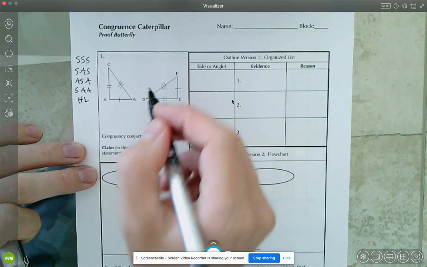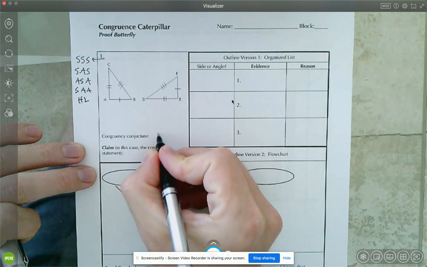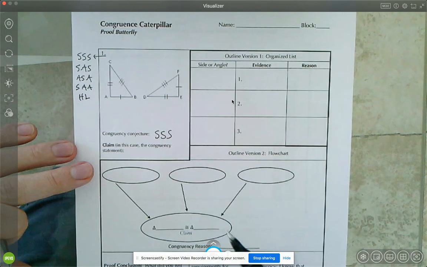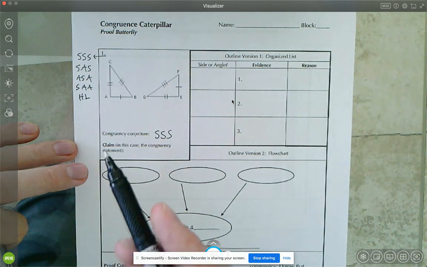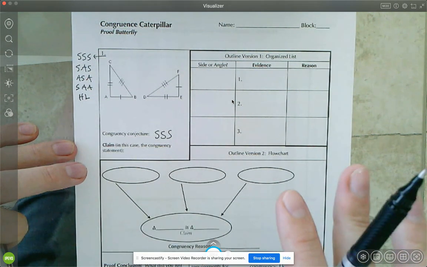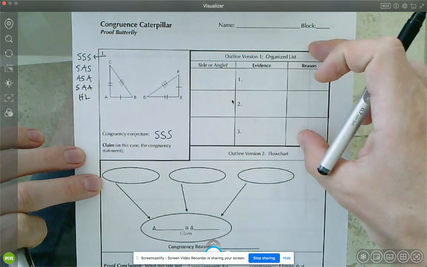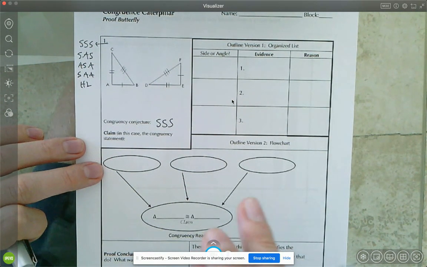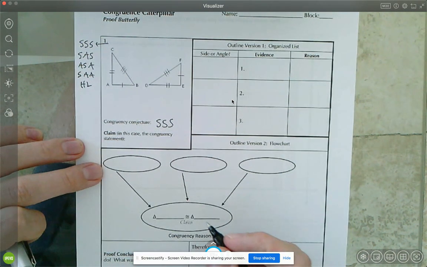The one in this picture uses only sides. There's only one right here: side-side-side. Now, what we're doing in this activity is seeing how mathematicians would prove these two triangles are congruent beyond a shadow of a doubt. We're going to do that by showing it in an organized list, and then below in a flowchart. This handout is in Canvas, so if you can print it out and follow along. If you can't, just do it on your own paper along with me, okay?